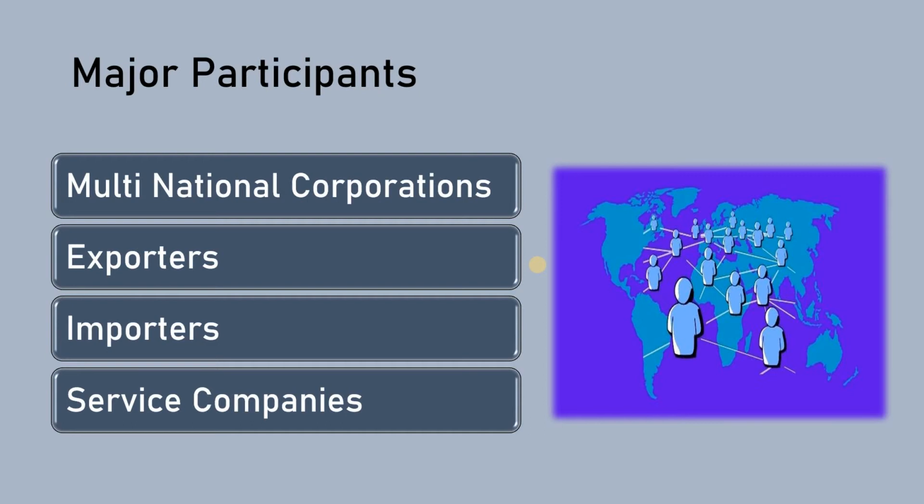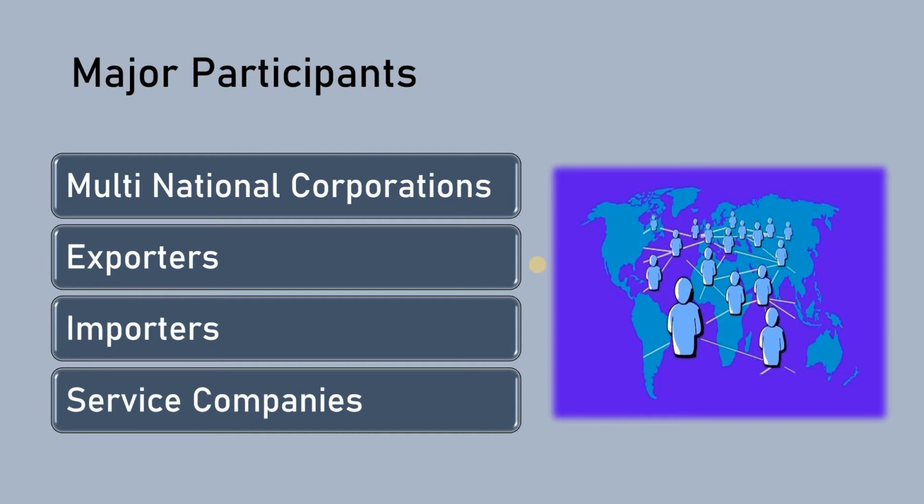So these are the major participants. One could be multinational corporations, those corporations which have operations in more than one country, beyond their parent country. There are plenty of examples: Coke, Pepsi, all these are multinational companies. Then you have exporters, importers, and service companies. Exporters are those who sell beyond their country, and importers are those countries which buy from others. Like most of the countries are importers of crude oil, right?